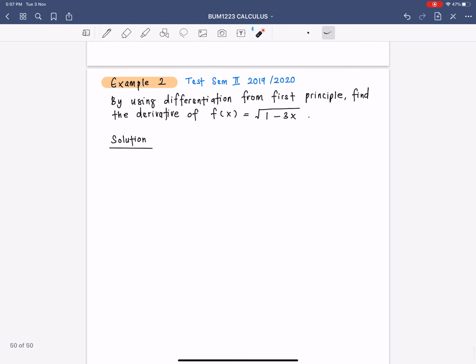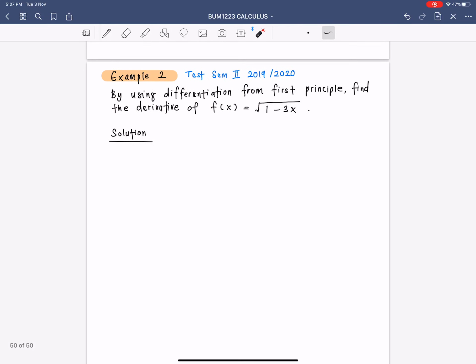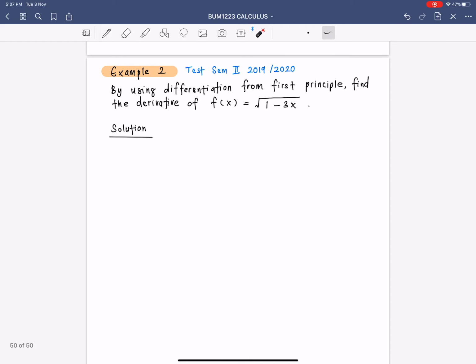Now let us consider a second example, which is from a test question for semester 2, 2019-2020. By using differentiation from first principle, find the derivative of f(x) equals square root of 1 minus 3x. You know that f(x) is equal to square root of 1 minus 3x.